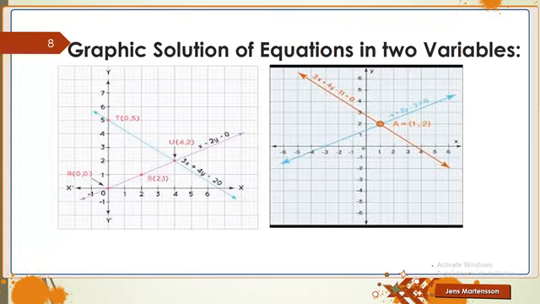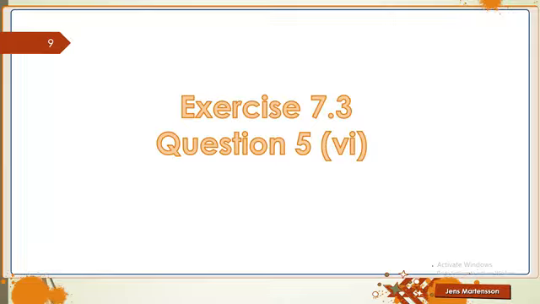So students, today we are going to solve exercise 7.3 question number 5, part 6 together. And let's find it out. How can we solve the equations? How can we put the values of x or y to get the values of the other variable? And how can we draw a graph?